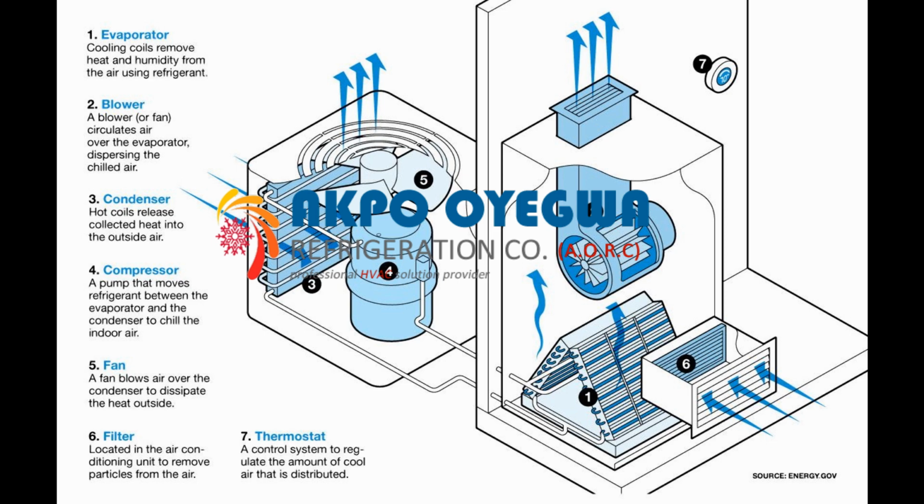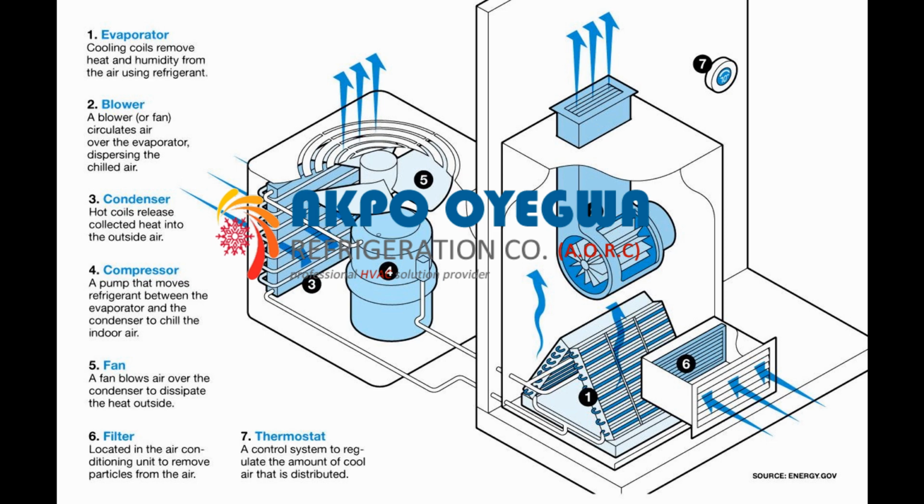3. The liquid refrigerant then flows through an expansion valve, which lowers its pressure and turns it into a cold, low-pressure liquid. 4. The cold liquid then flows through the evaporator, where it absorbs heat from the air inside the building and turns back into a cold, low-pressure gas. 5. The cold gas then flows back to the compressor, where the cycle starts again.